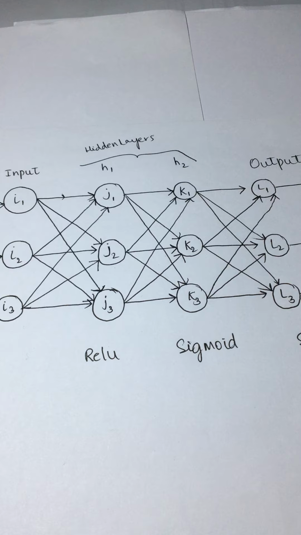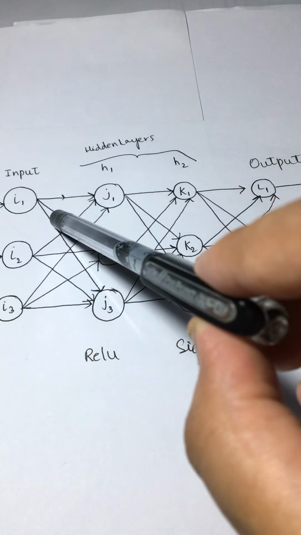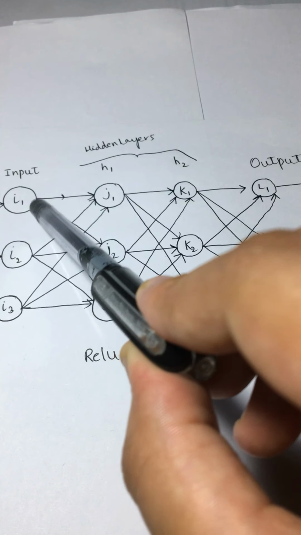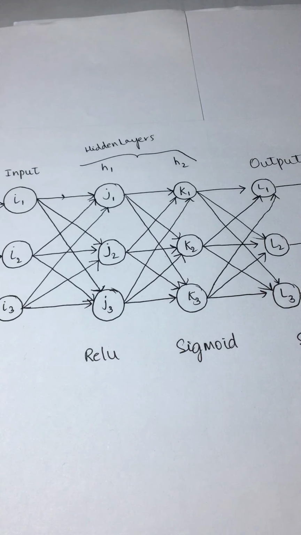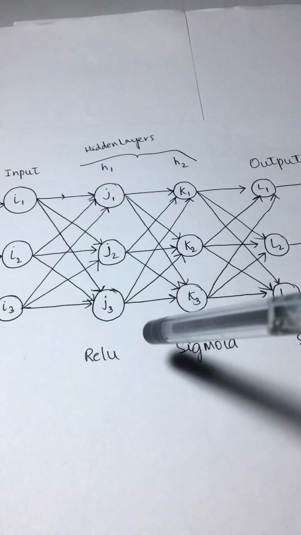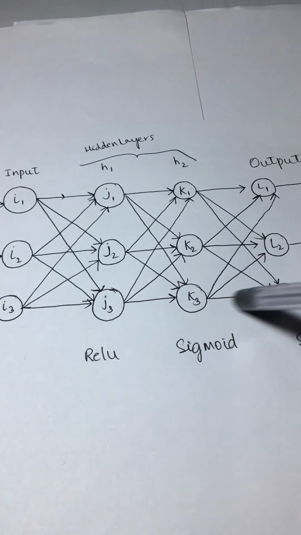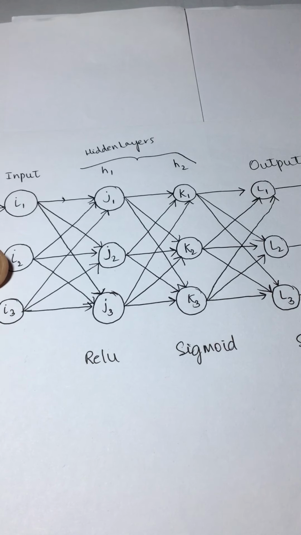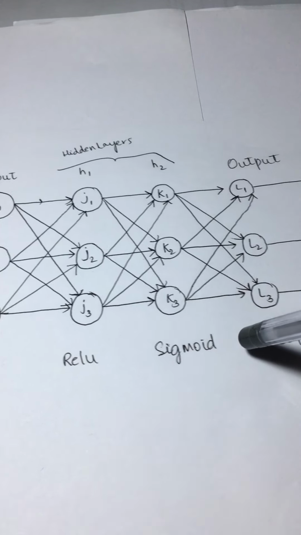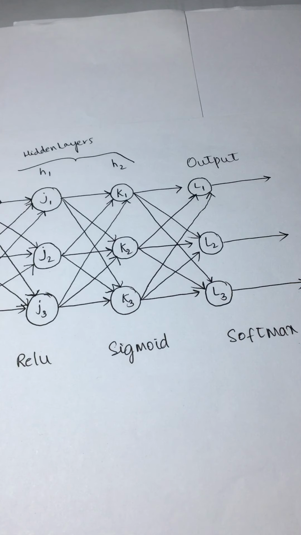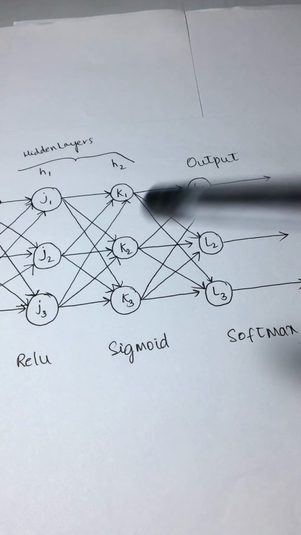So the first thing you can see from this particular image is that each node has connections with all nodes in the next layer. And you'd see ReLU, sigmoid, and softmax as well. All of these, at least ReLU and sigmoid, are called activation functions. We will get to that in a bit.